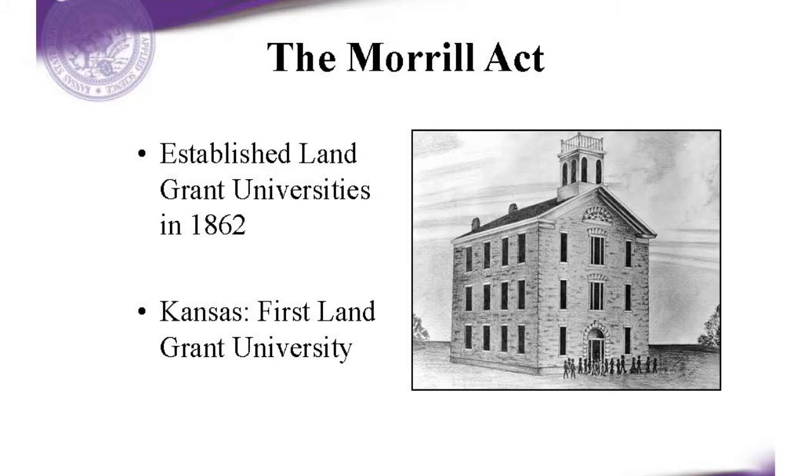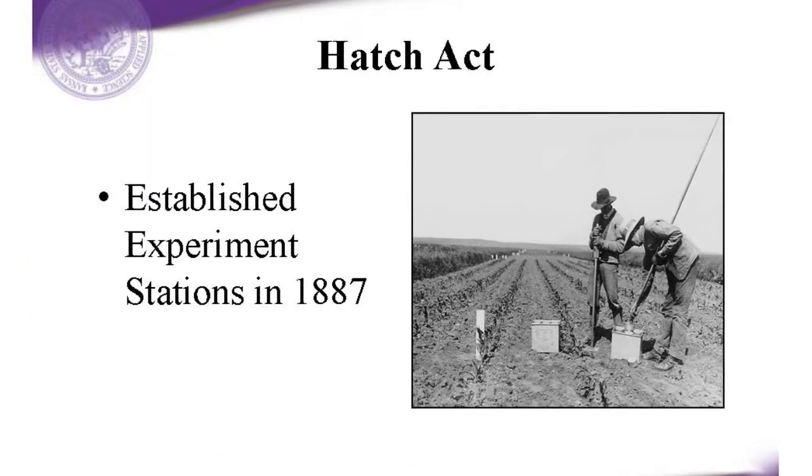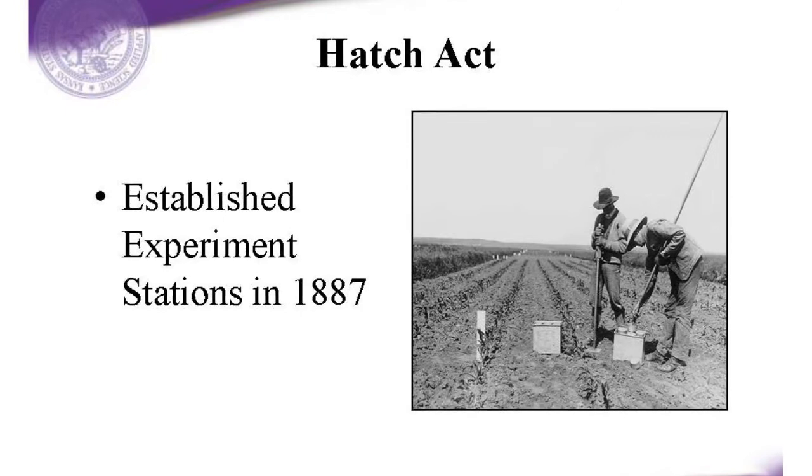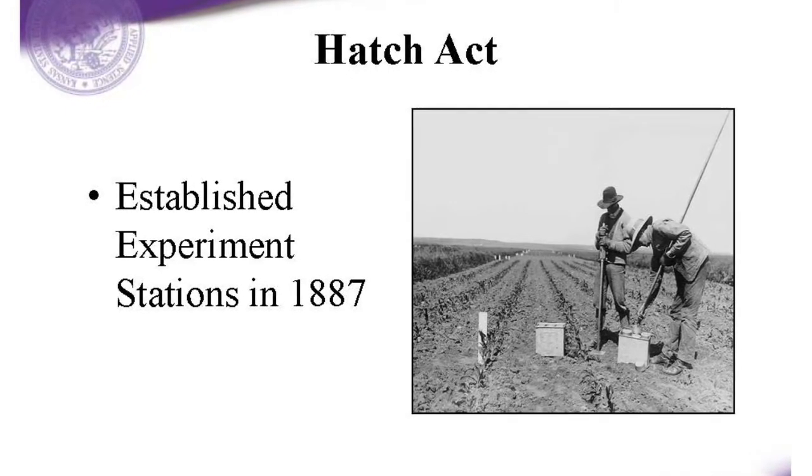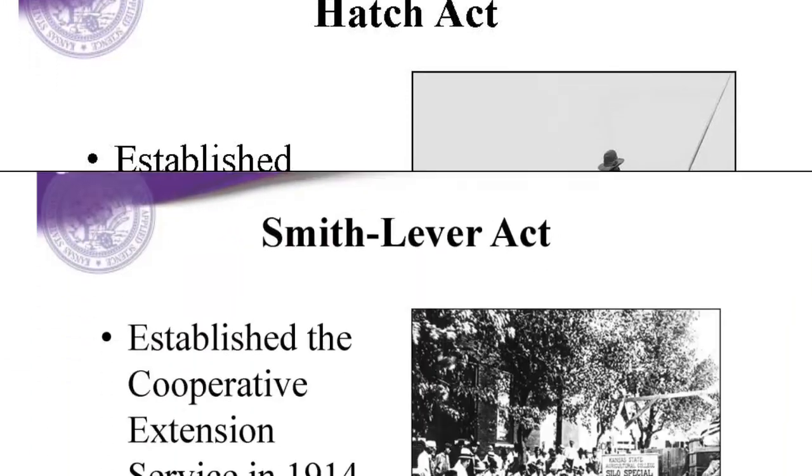Kansas was the first state to take advantage of this federal legislation that established land-grant institutions. The Kansas State Agricultural College, the original name of Kansas State University, was founded in February 1863. The Federal Hatch Act was passed in 1887. It mandated the creation of agricultural experiment stations in conjunction with land-grant institutions.